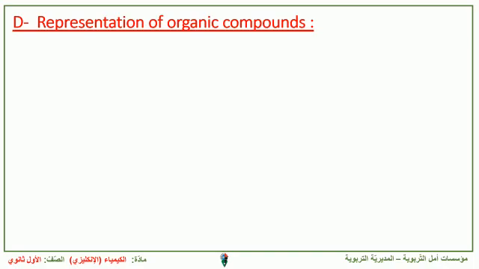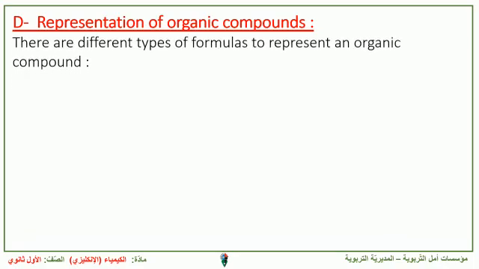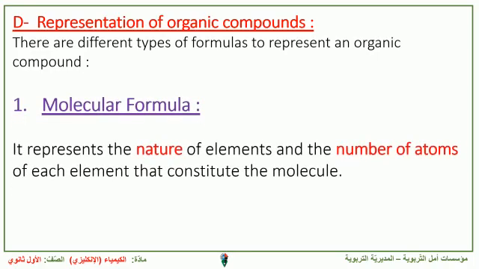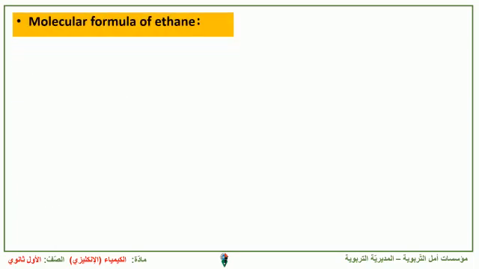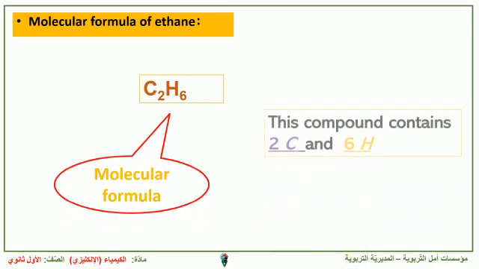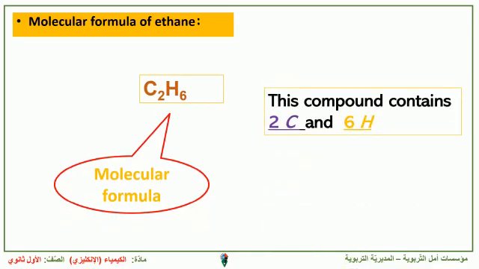Representation of organic compounds. There are different types of formulas to represent an organic compound. Part 1, molecular formula. It represents the nature of elements and the number of atoms of each element that constitute the molecule. Example, ethane C2H6. In the molecular formula of ethane, we could observe that this compound contains 2 carbon and 6 hydrogen, so it represents the nature of elements that constitute the molecule and the number of atoms of each element.